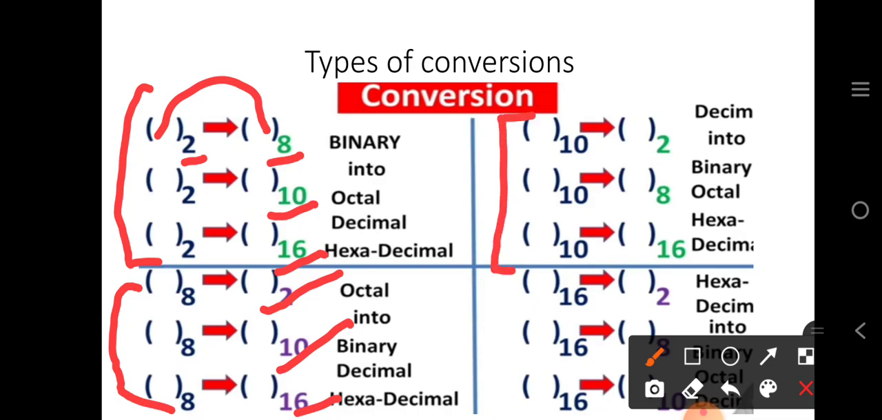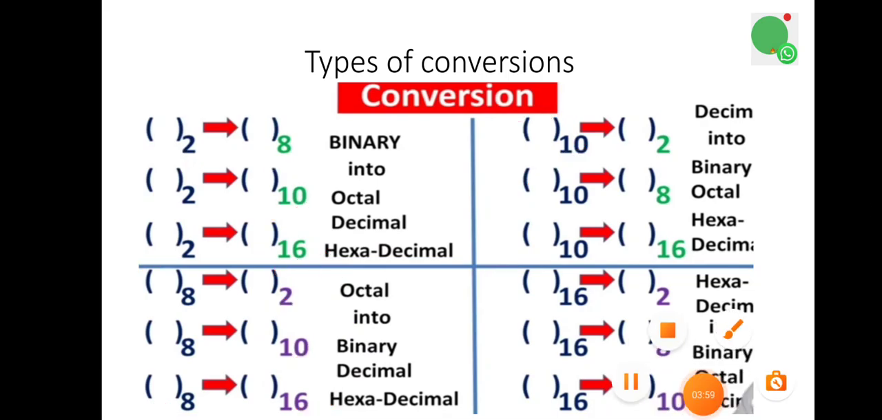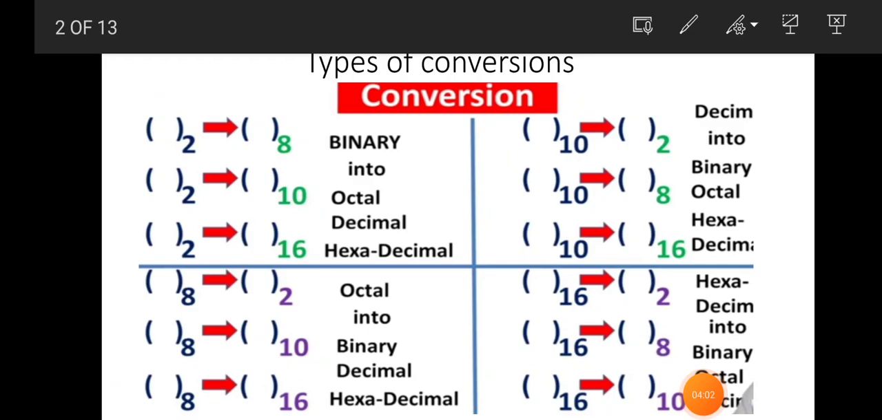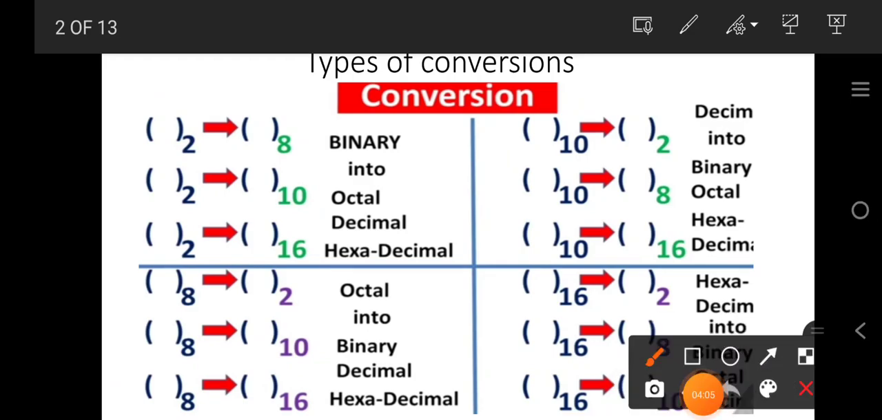Now the third block, which consists of conversion from decimal to binary, octal and hexadecimal. So here decimal is converted into binary, then octal and then hexadecimal. Then the second conversion is from decimal number system to octal numbering system. In the third block we are going to see the conversion from decimal to binary, octal and hexadecimal.